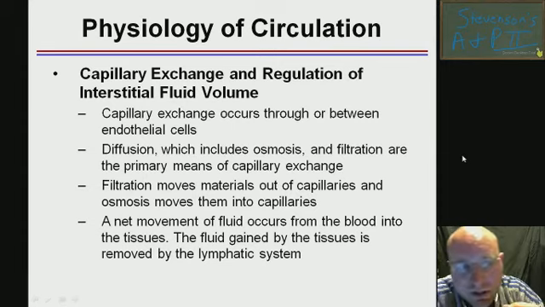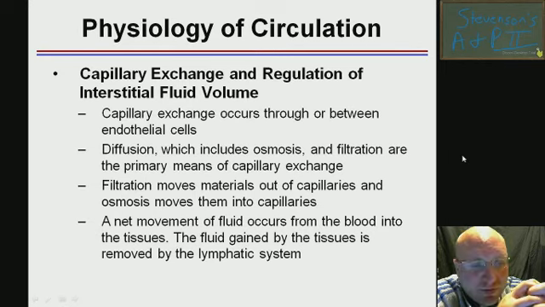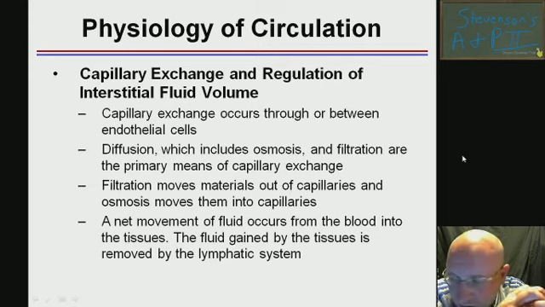Capillary exchange and regulation of interstitial fluid volume. Capillary exchange occurs through or between endothelial cells, so blood cells actually pass between skin cells, basically. Diffusion, which includes osmosis, and filtration are the primary means of capillary exchange. Filtration moves materials out of the capillaries, and osmosis moves them into the capillaries.